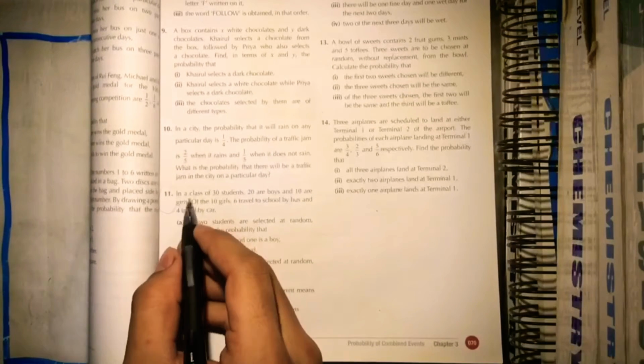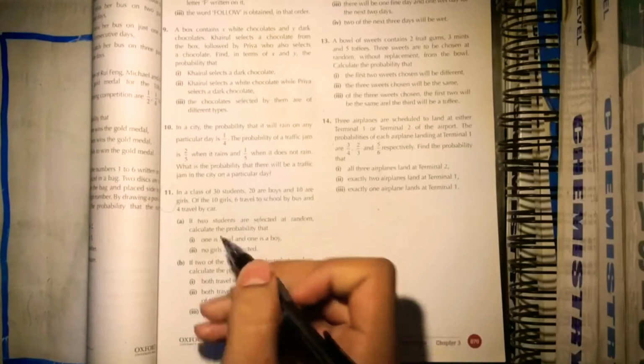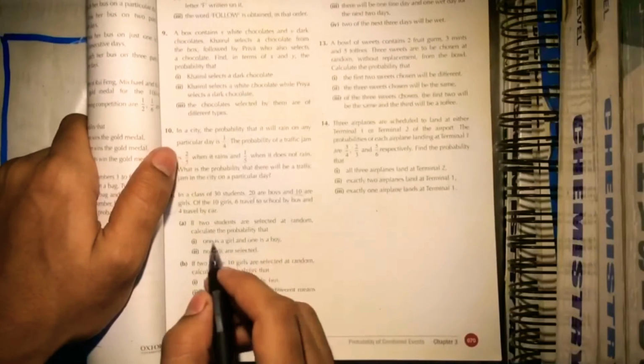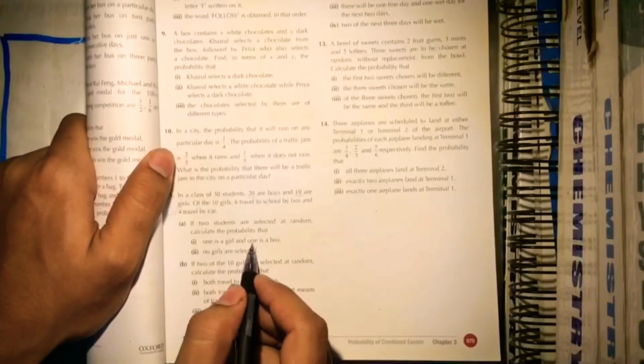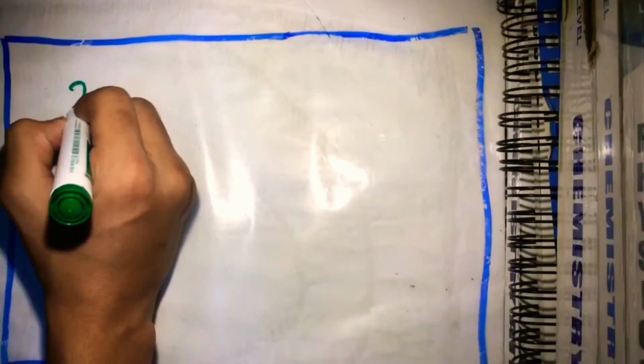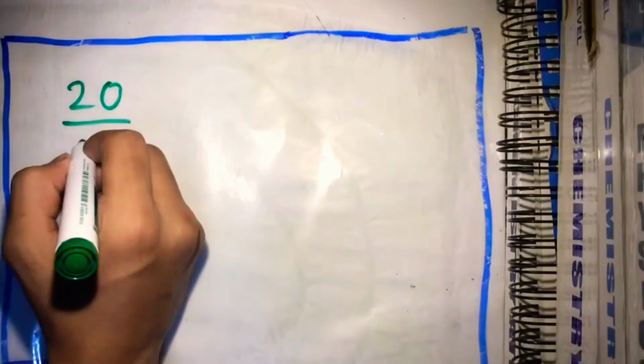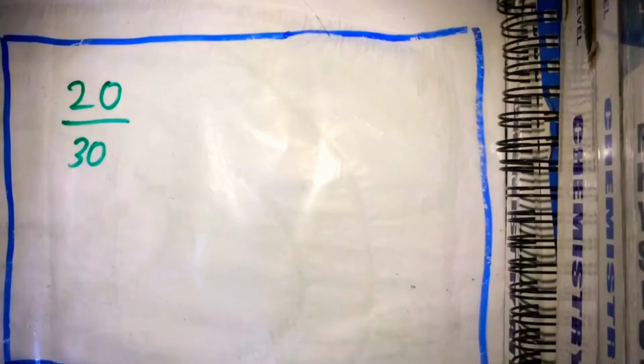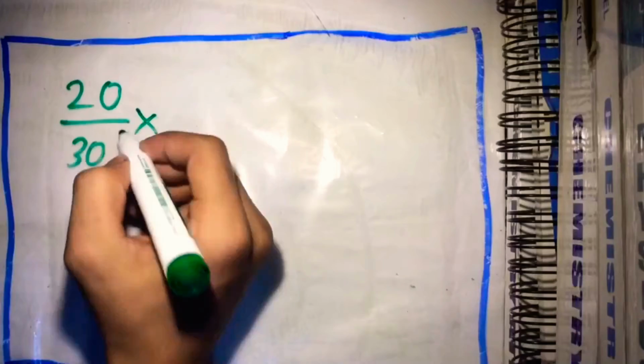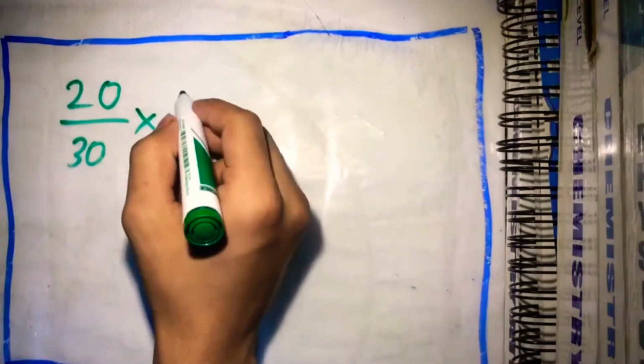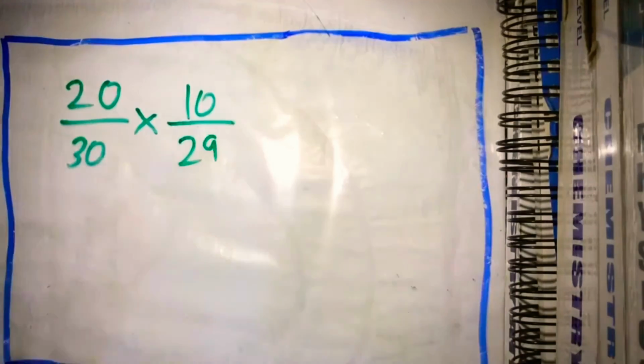Question 11. In a class of 30 students, 20 are boys and 10 are girls. So the first part is, if two students are selected at random, calculate the probability that one is a girl and one is a boy. Out of 30, there are 20 boys. So this is the probability for the first boy. And then as one boy is chosen, so 29 students remain. So 10 girls out of 29 students.